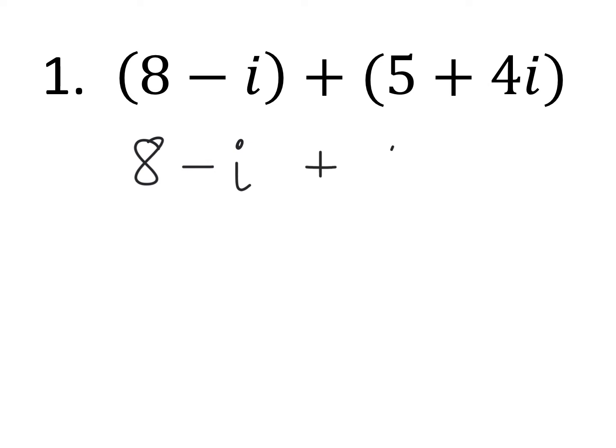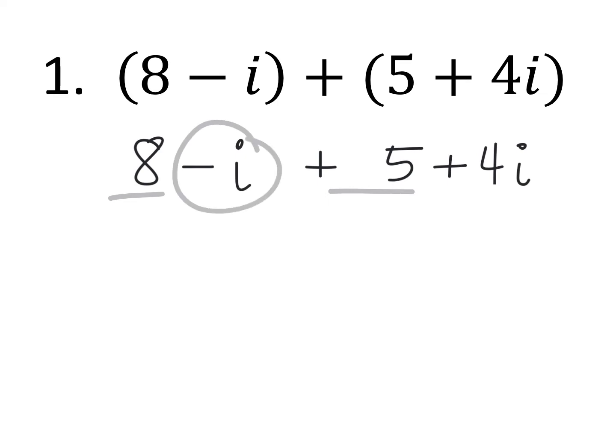So plus 5 plus 4i. Technically, I probably don't have to do that, but I want you to see that this is all just added up. And now we will mark our like terms. So let's see, what is a like term to 8? 5, because it's constant. And what's a like term to negative i? There you go. And now you add them up. 8 plus 5 is 13. Negative i, which is negative 1i, plus 4i is 3i.